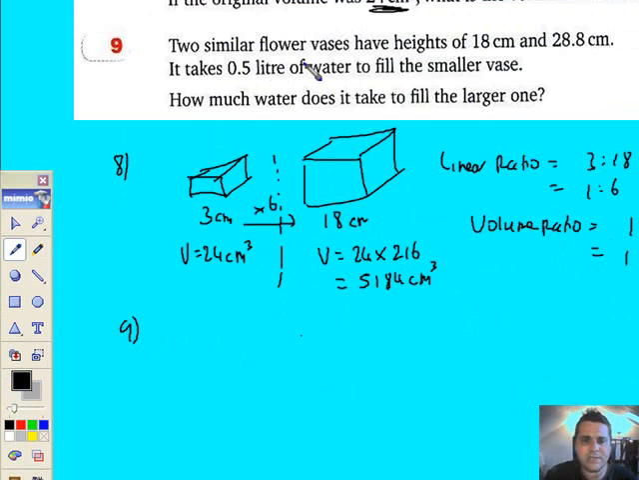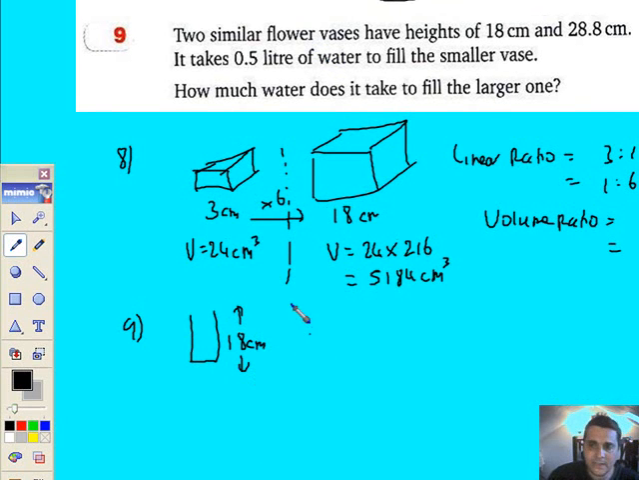Right, 2 similar flower vases have heights of 18 and 28.8. Well, I don't have to draw them very beautifully, do I? So here's a little vase, it's got a height of 18 centimetres. Remember, we're talking linear. Let's draw this slightly bigger so you don't start saying it doesn't look right. So that's 28.8 centimetres, and that's the height from there to there. Clearly it's an enlargement. It takes 0.5 litres to fill the little one.